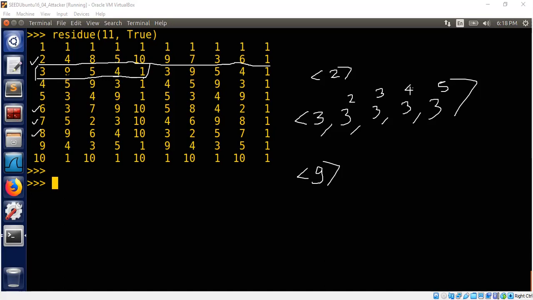What about inverse of 9? Inverse of 9 is 5. 9 into 5 is 45. 45 mod 11 is 1. What about inverse of 5? Inverse of 5 is 9, of course, because inverse is commutative. 9 inverse is 5 means 5 inverse is 9. What about the inverse of 4? Inverse of 4 is 3, because the inverse of 3 is 4.